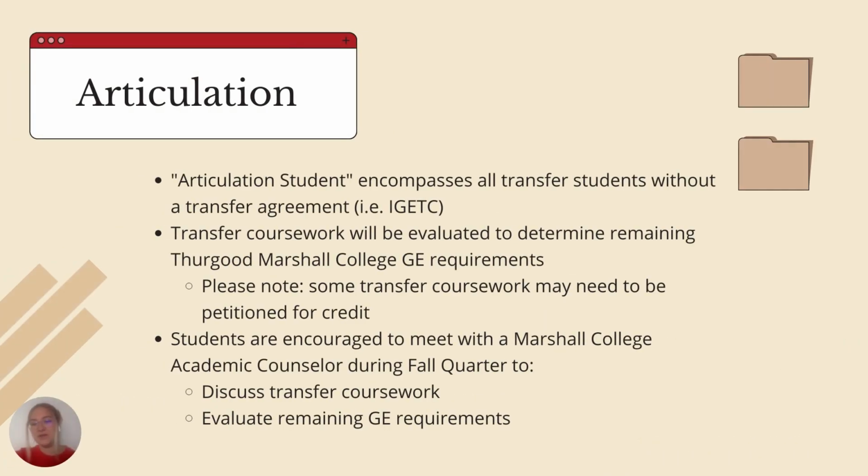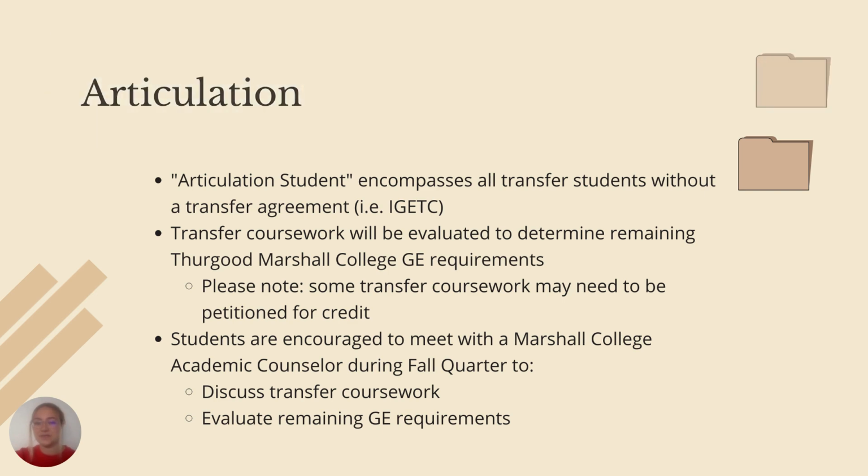If you do not fall into one of the transfer agreement categories that I previously described, you may be considered an articulation student. Articulation is the process of determining UC San Diego course equivalents for transfer coursework. Articulation students must complete all GE requirements that cannot be satisfied through the transfer coursework. Your transfer coursework will be evaluated to determine your remaining GE requirements. You should plan to meet with an academic counselor at Marshall College during the fall to discuss your transfer coursework.